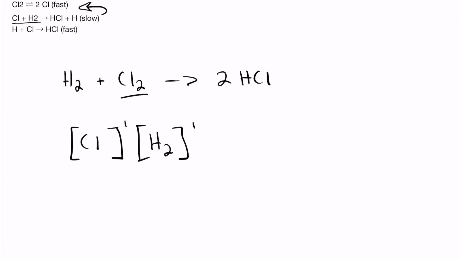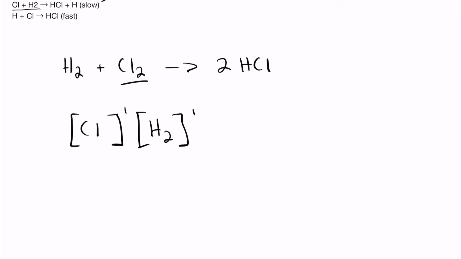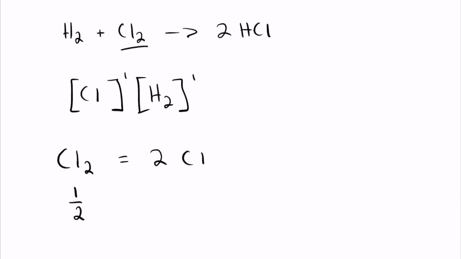Now, we know that Cl2 isn't in the rate law here. So that means that we have to use this first step and see how we can make the equivalent of Cl2 from Cl. So let's simply write Cl2 in terms of Cl. So we know that Cl2 is equal to 2 Cl molecules. And we know that we have only 1 here, which means that 1/2 Cl2 is equal to Cl.